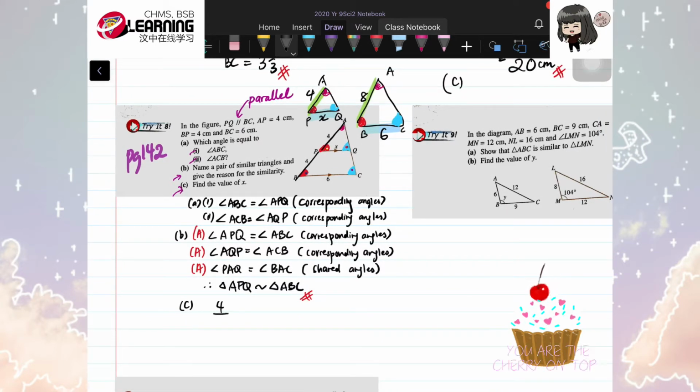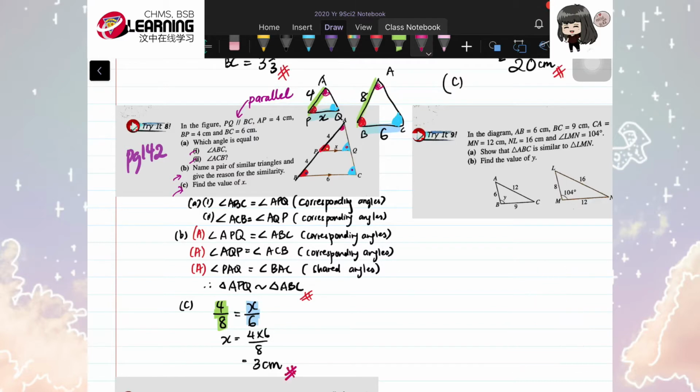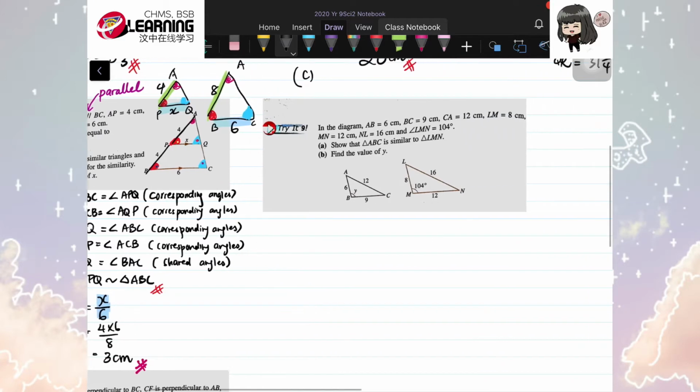So AP is 4, AB is 8, equals PQ, which is x, over BC, which is 6. So the ratio of the blue sides and the ratio of the green sides here. You compare the diagram with what I wrote there. After that we cross multiply, so x equals 4 times 6 over 8, and we get 3 centimeters. So Try 8 we finished.